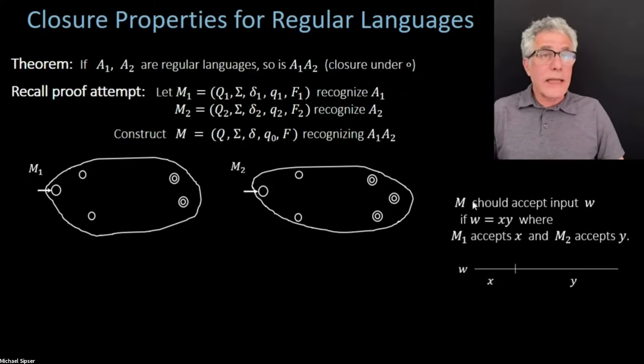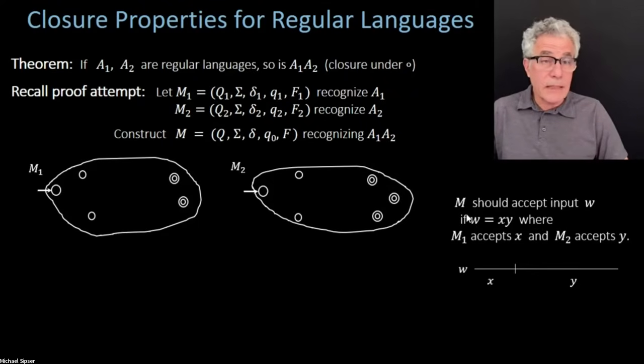If you remember, that concatenation machine, M, what is it supposed to do? It's supposed to accept its input if it's in the concatenation language. And that means that the input W can be split into two parts, X and Y, where X is accepted by M1 and Y is accepted by M2. Sorry, I garbled that up. So X should be in A1 and Y should be in A2. If you can split W that way, then M should accept it.